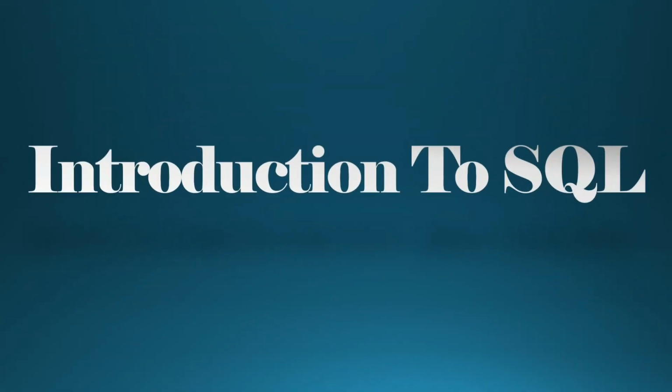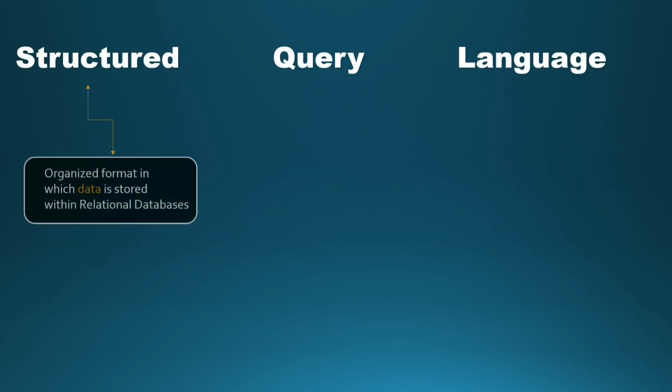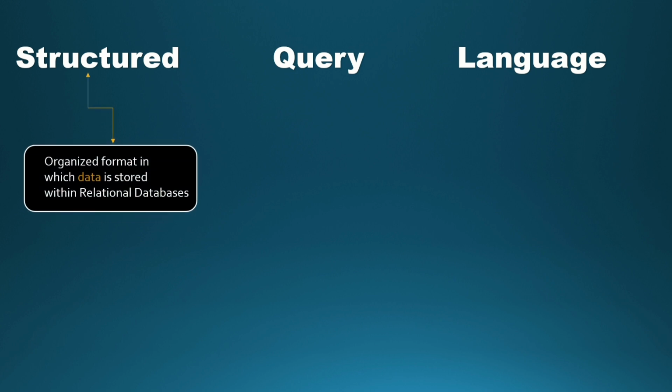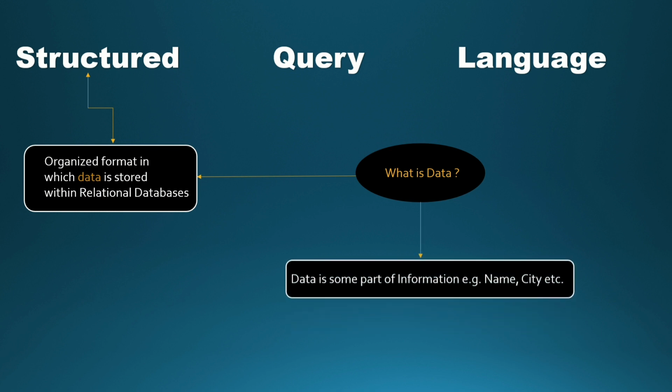SQL means Structured Query Language. First, understand the meaning behind these three words. Structured: it's an organized format in which data is stored within relational databases. So first understand what exactly data means. Data is some part of information, for example name, city, country. So anything that gives some sort of information is called data.